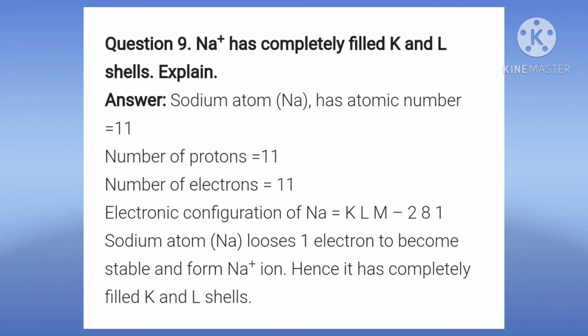Okay. Next, question number 9. Na plus has completely filled K and L shells. Explain. Sodium has atomic number 11. Number of protons is 11, number of electrons also 11. So the electronic configuration is KLM: K shell 2, L shell 8, M shell 1, that is 2, 8, 1. So the sodium atom loses one electron to become stable and form Na plus. Hence it has completely filled K and L shells. When it donates one electron, it is filled 2 and 8 and it becomes 10.